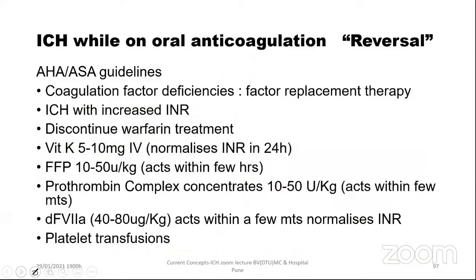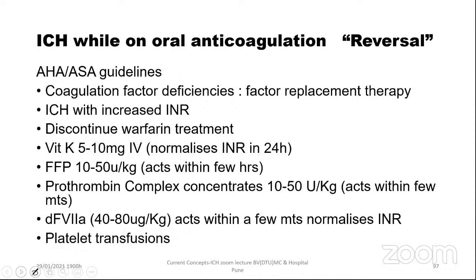So there is oral anticoagulation reversal. Again, this is a problem, and there is no clear-cut guideline. Though the guidelines say that for coagulation factor deficiencies, you have to replenish the factors. ICH with increased INR: discontinue warfarin treatment, vitamin K 5 to 10 milligrams IV, which normalizes INR in 24 hours. FFP 10 to 50 units per kg acts within a few hours.